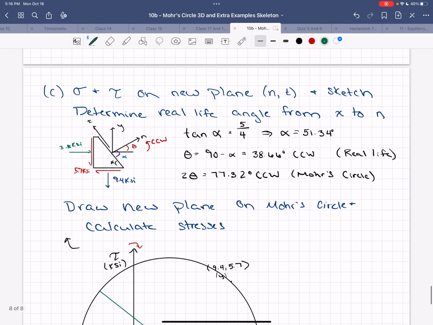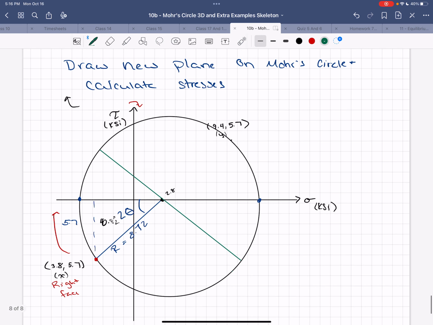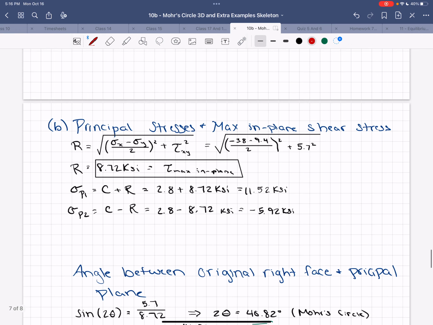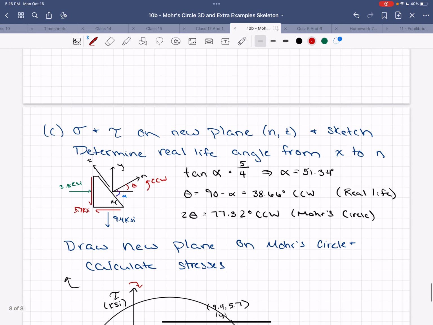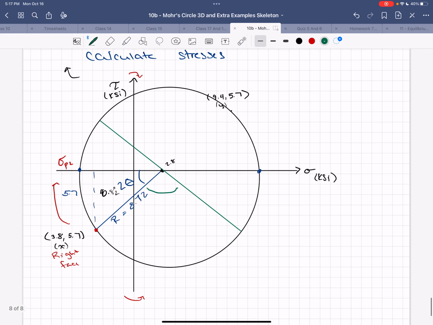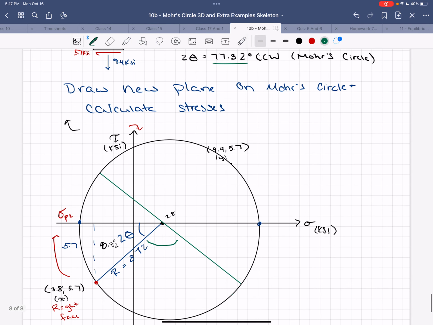The biggest thing to know is that you know what 2 theta is. Is that right? Our original 2 theta. That's this. So we know what this is. So we knew how to get from our right face to our sigma P1. Is that what we called that? P1 or P2? Sometimes I get P2, sigma min. So we knew how to get there. And now we know that this angle is this 77.32 degrees.